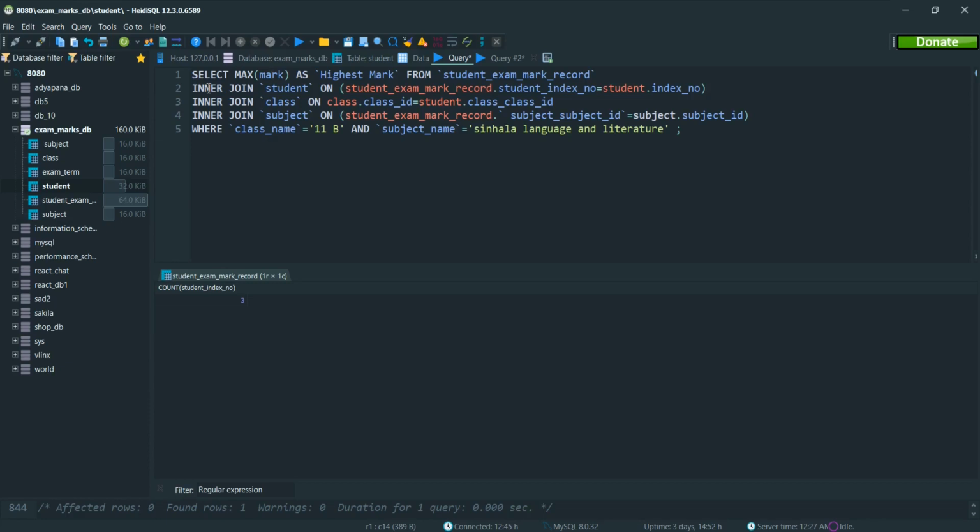Here, as usual, we have used three inner joins to combine these three tables together with a condition. So let's execute and see the result. The highest mark comes as 99 out of 100.